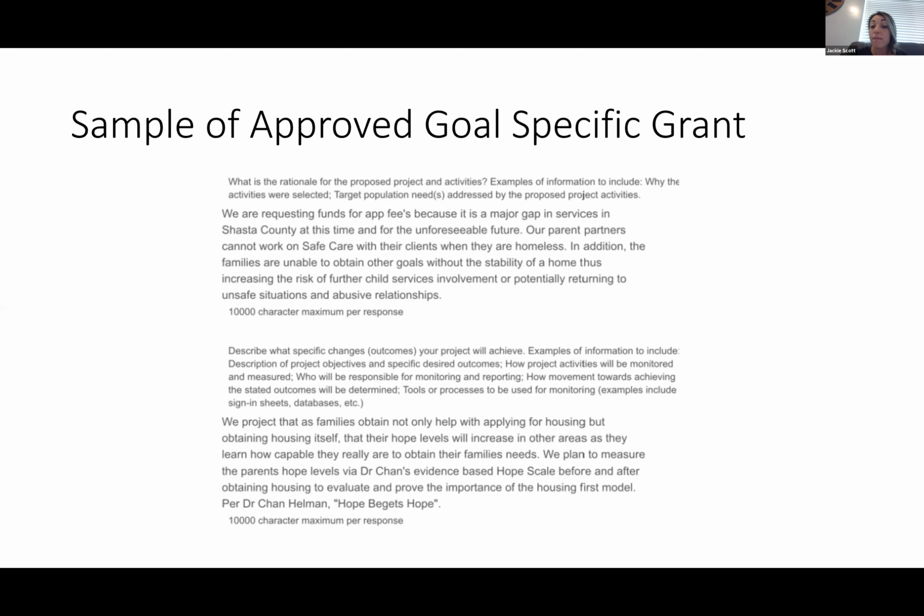And they talk about how they're going to measure that. They say, we plan to measure the parents' hope levels via Dr. Chan's evidence-based hope scale before and after obtaining housing to evaluate and prove the importance of the housing first model.